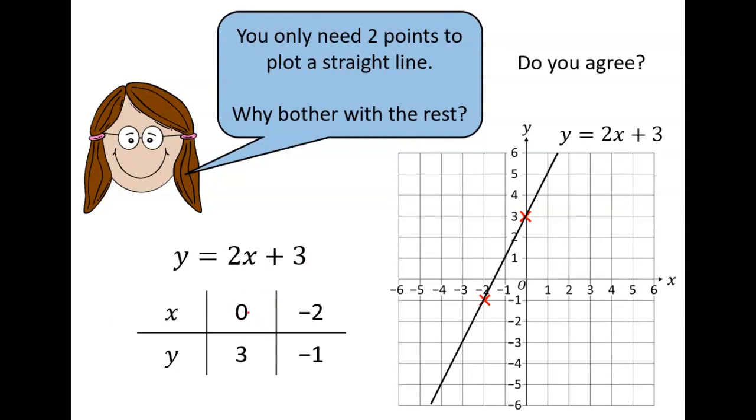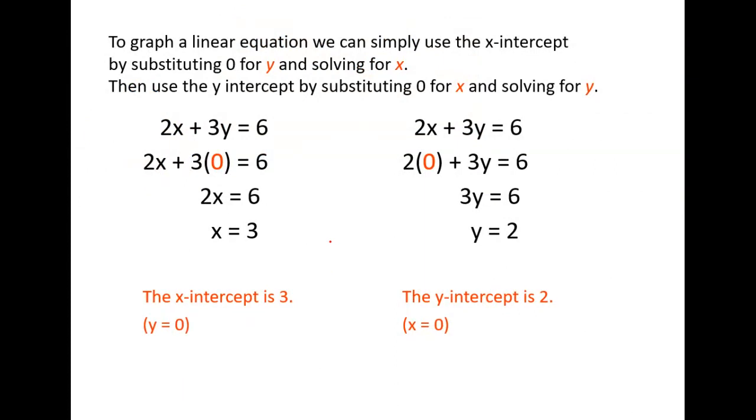So in this example, the 2 points that were picked were 0 and -2 for my x's, and I subbed in to get my y of 3 and -1. So you really only need 2 points to graph a straight line. The ones that I like to use are what we call our x-intercept and our y-intercept. And we will talk more about this as we get into writing the equations of a line.